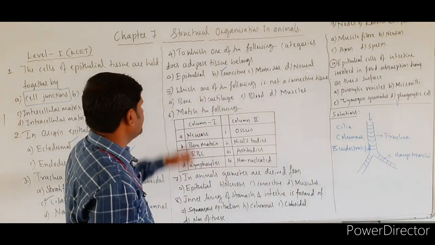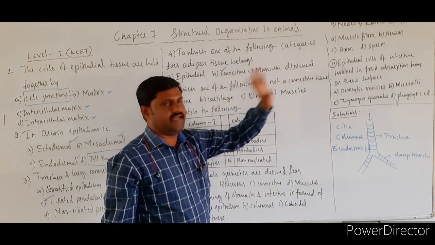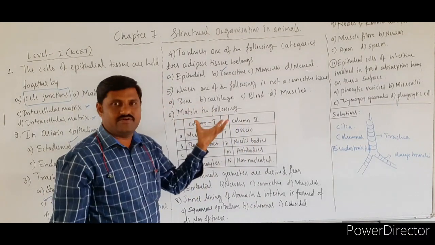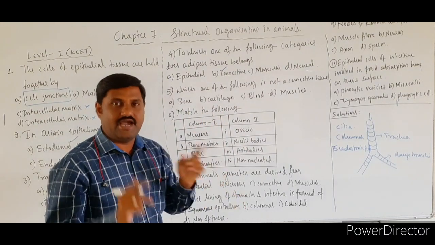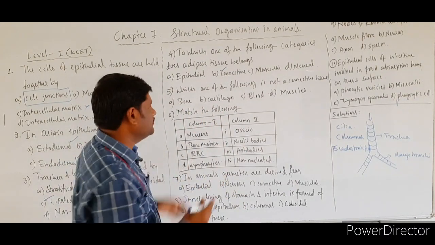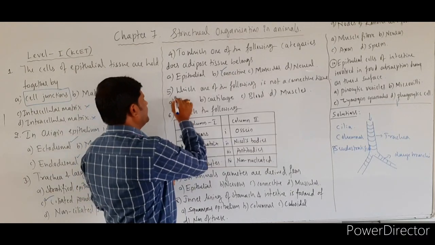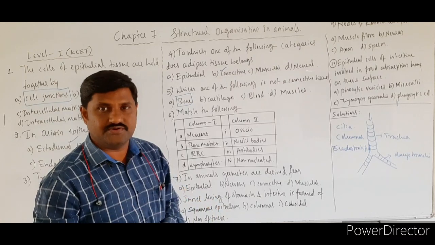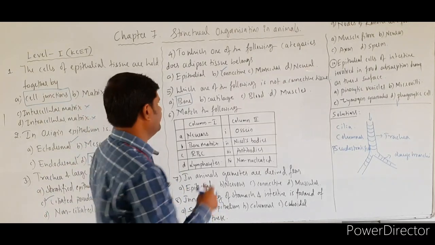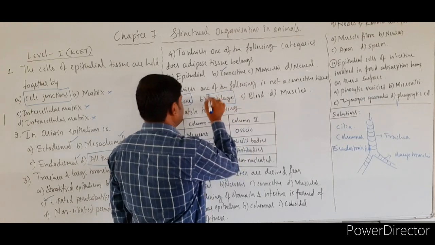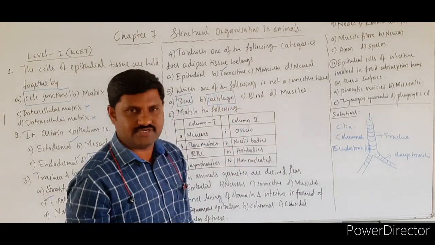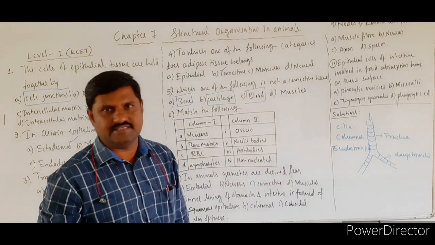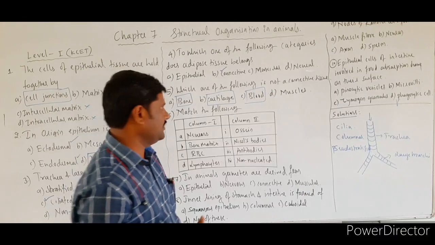And the next question: which one of the following is not a connective tissue? So we have to identify all the connective tissues, and one of them is not a connective tissue. Let us see. See here, bone itself is one of the connective tissues, that is skeletal tissue we have studied. Cartilage is also a skeletal tissue, that is also connective tissue. Blood is also a fluid connective tissue, its matrix is fluid in nature.